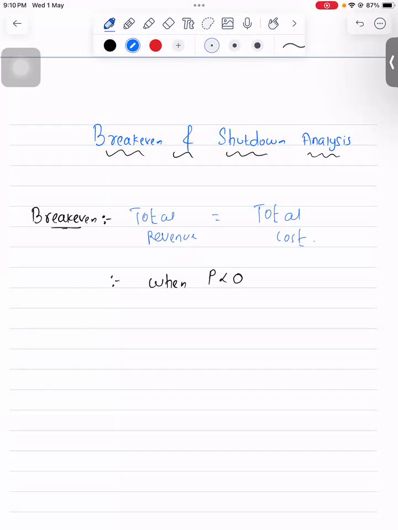And what about shutdown? When to shut down a firm? When to shut down a business? Correct. When total cost is more than revenue. When firm is making losses. When profit is below zero, you can shut down. Now here you need to understand shutdown decision in long run. Okay, what should be the shutdown decision in long run? And what should be the shutdown decision in short run? Okay, that we will discuss.